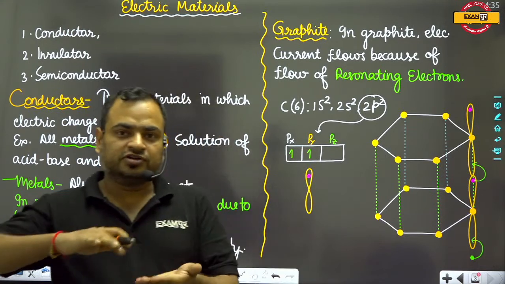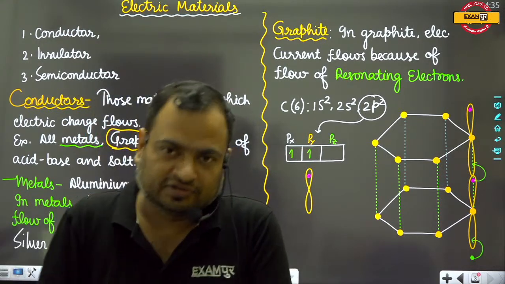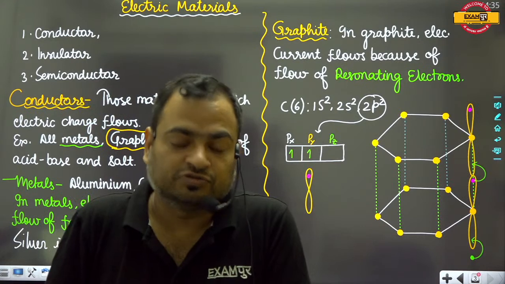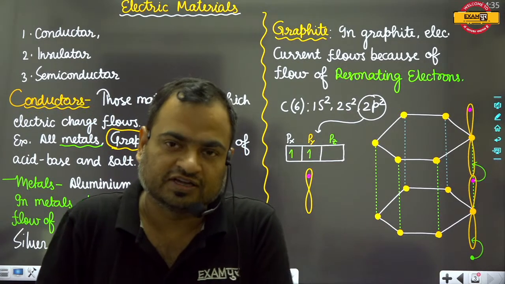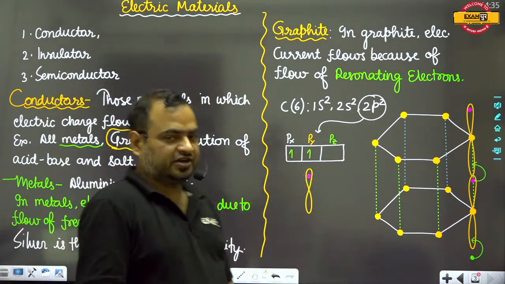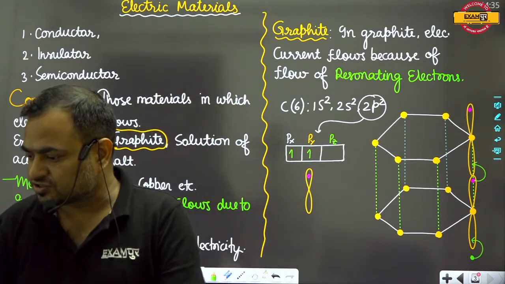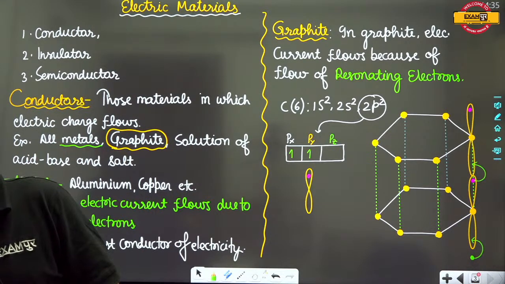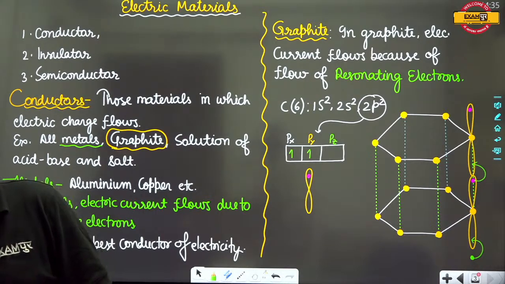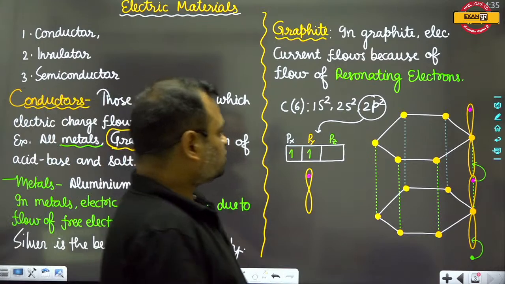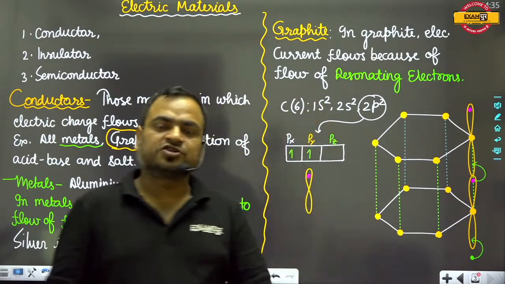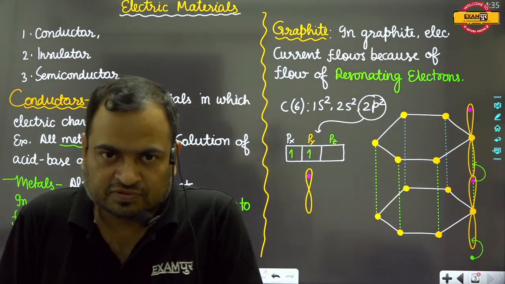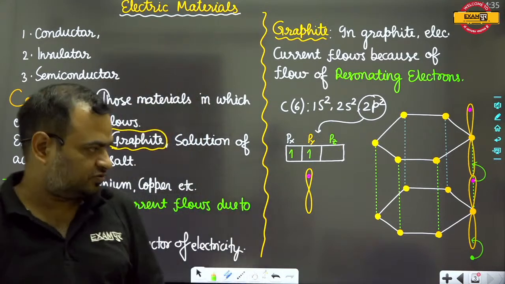Due to this sliding nature, graphite is also used as a lubricant. This is a solid lubricant. Solid lubricant is used in such types of machines in which liquid lubricant cannot be used.